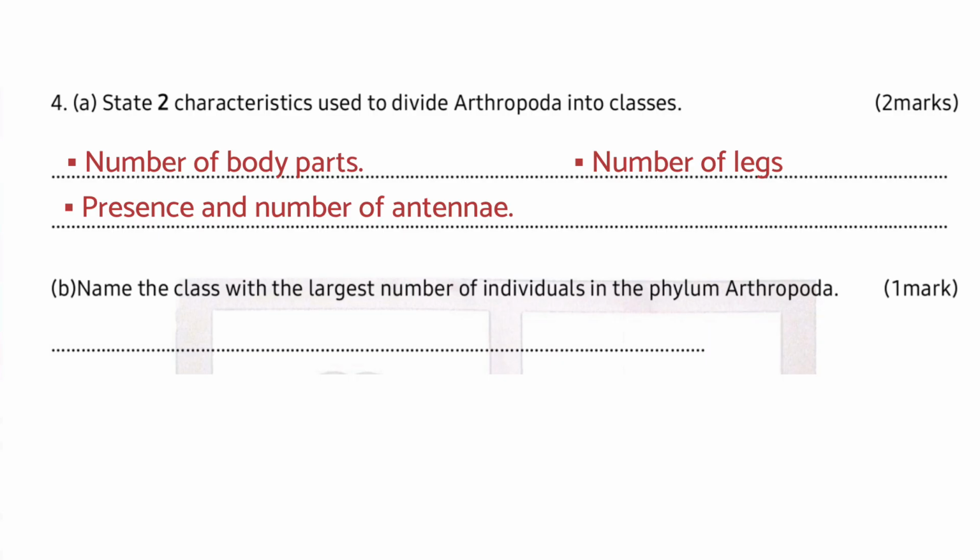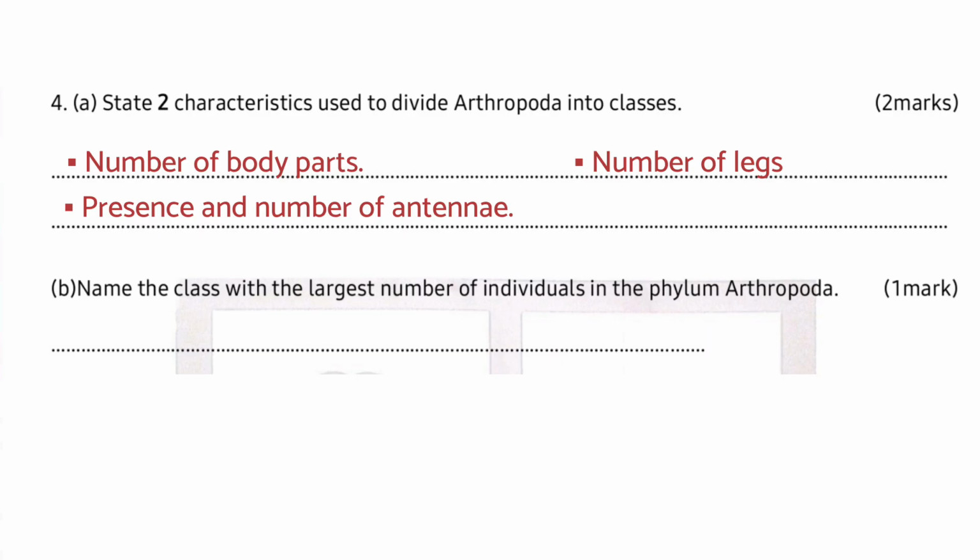So if you get a question telling you that a certain animal was discovered, and you're given a characteristic whereby it has an exoskeleton, making it an arthropod, but it lacks antennae, that makes it automatically belong to which class? Arachnida, the spiders and mites, okay?